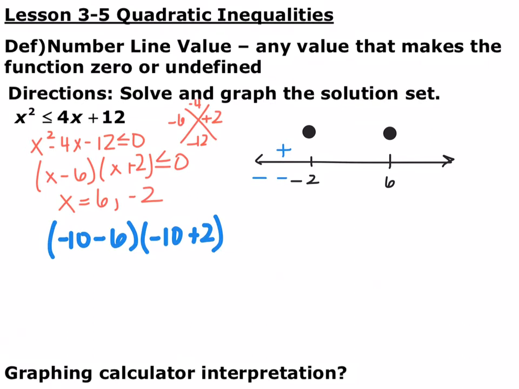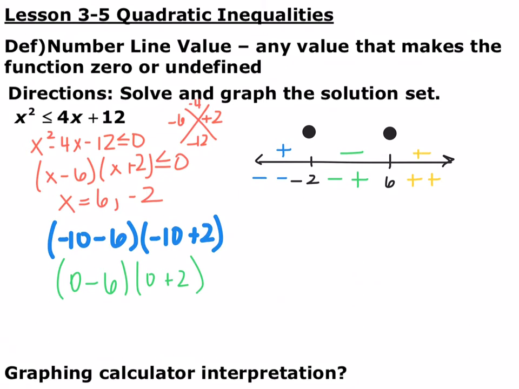If we plug in something between negative 2 and 6, like 0, you're going to have 0 minus 6 times 0 plus 2. So 0 minus 6 is going to be negative. 0 plus 2 is going to be positive. A negative times a positive is a negative. So anything between negative 2 and 6 is going to give you a negative number. And then greater than positive 6, again like a million, you're going to plug something in like a million. A million minus 6 is going to be positive. A million plus 2 is also going to be positive. So this whole thing is going to be positive.